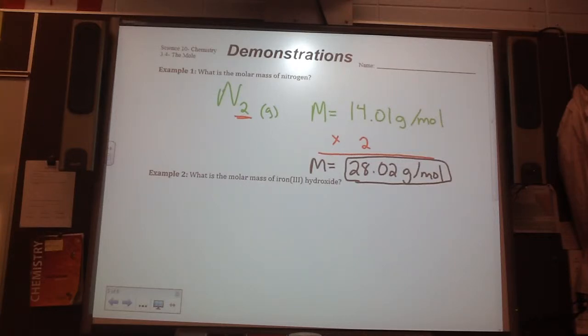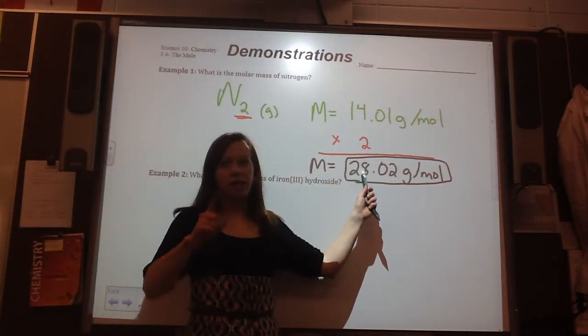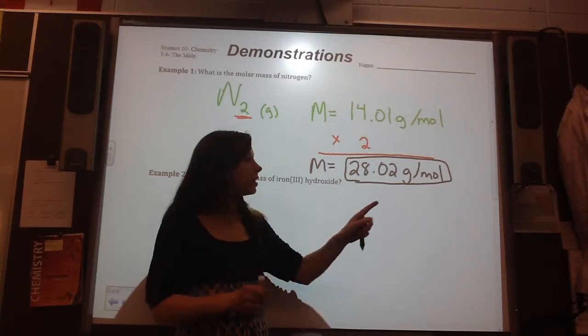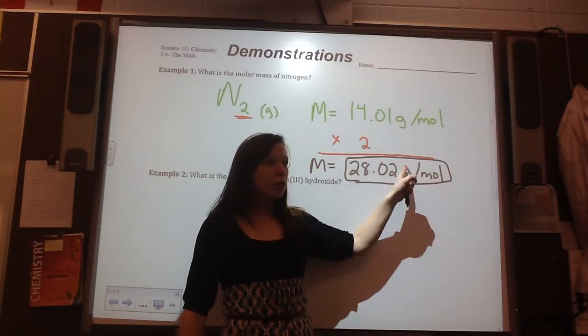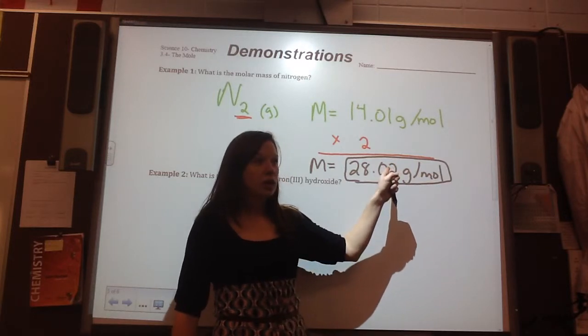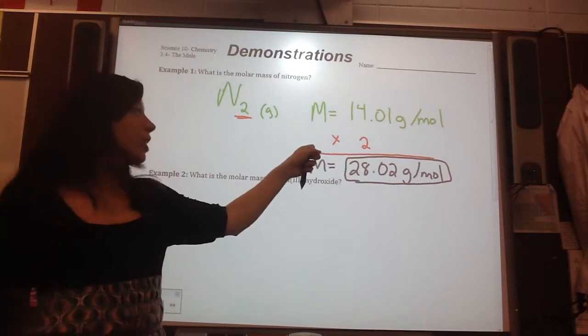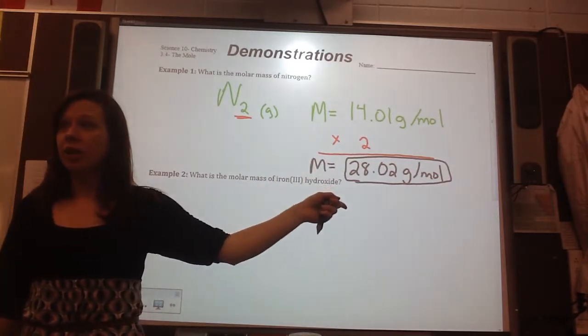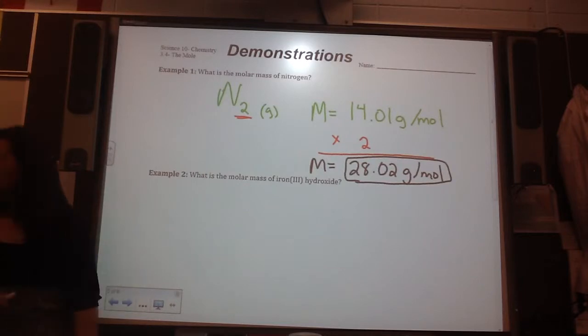If this is how many particles I have in 1 mole, how many moles do I have here? I only have 1, right? Because this is how many grams are in 1 mole. So this is 1 mole. If I had 1 mole of nitrogen, that's how many grams I would have. So how many particles in 1 mole? Always, right? Yeah, this is always how many particles are in 1 mole.